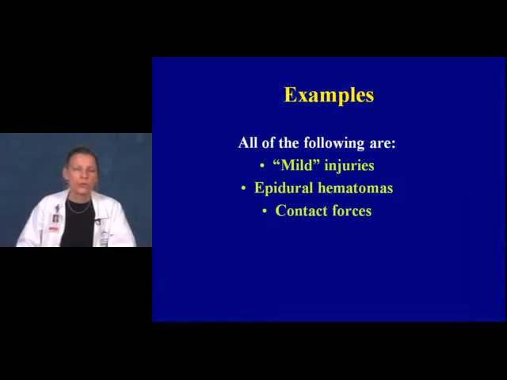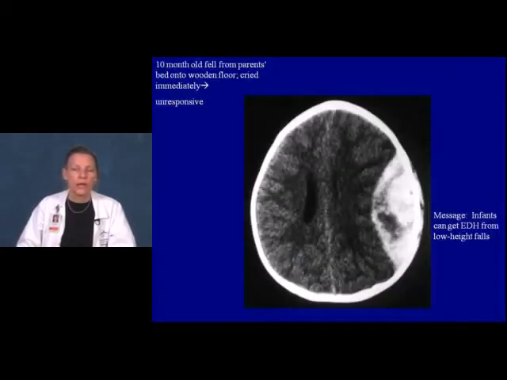So we're going to show 3 examples of injuries that were mild by the Glasgow Coma Score or Infant Face Scale score, but they were all low height falls that caused epidural hematomas, and they were all contact forces. So here's a 10-month-old, every pediatrician's fear, who fell from a parent's bed while the mother turned around to get a diaper onto a wooden floor.